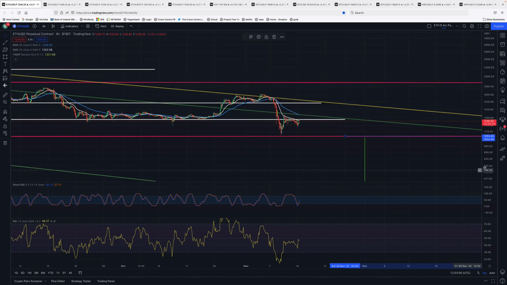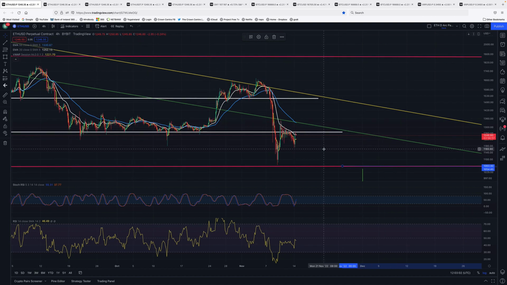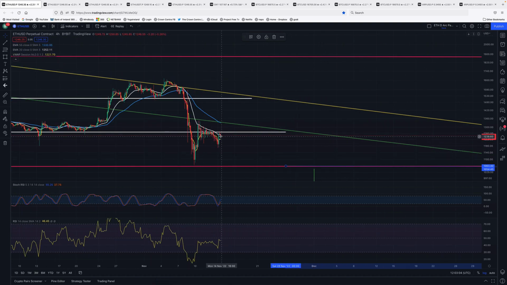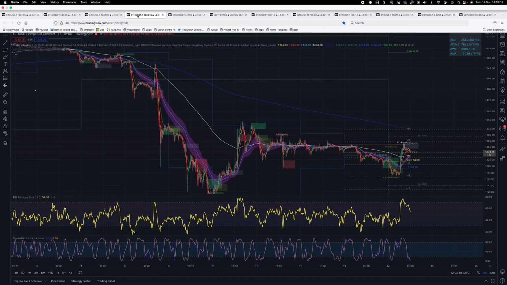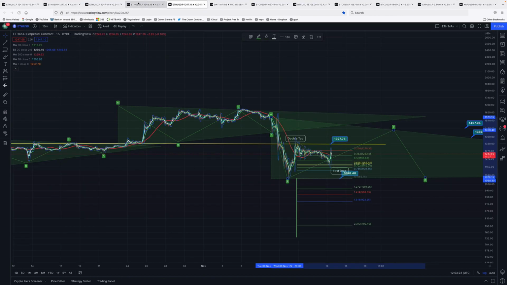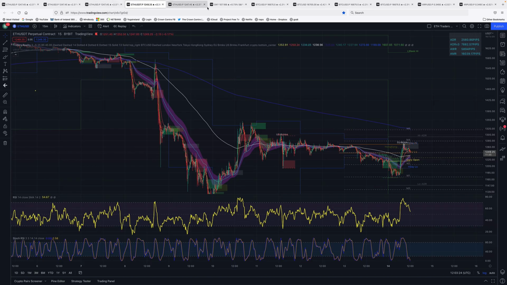The 4-hour just finished with a bearish pattern, an evening star. This is generally showing rejection, and this usually pushes price action down. So again, it's within the limits of what we mapped. Nothing too big.